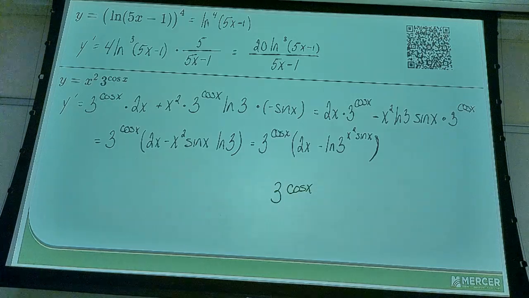Is that 3 times cosine or 3 to the cosine? It looks a little muddy. Yeah, I have no idea. I'm not going to give you the benefit of the doubt on a test. So be careful how you write it. Make sure it's clear that's an exponent.